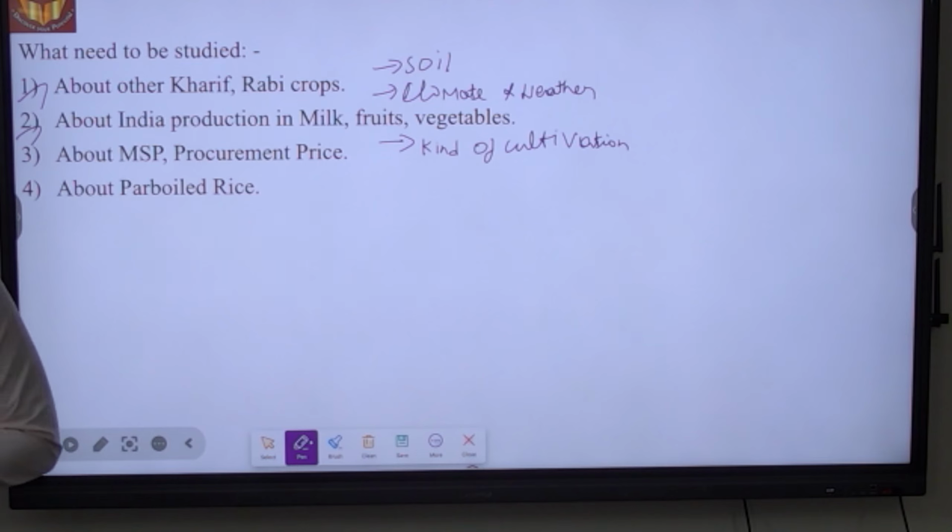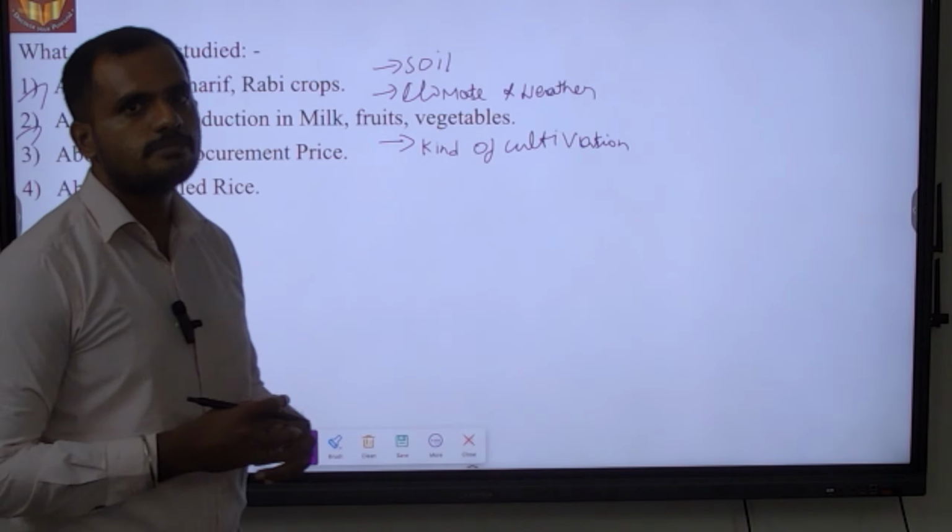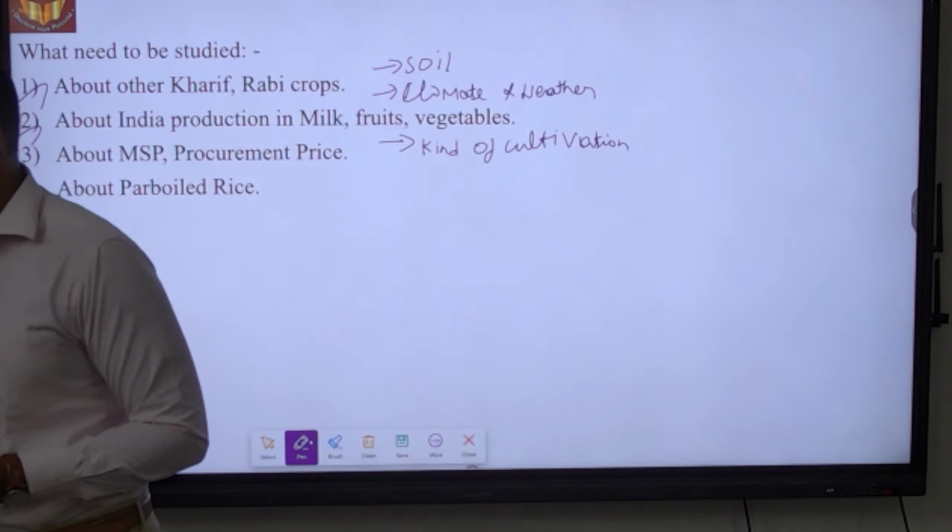For example, in the case of North Eastern India they use jhum cultivation. Similarly, in different parts of the country, those who are producing a particular crop will be using different types of cultivation, based on their culture or their traditional practice, and so on.